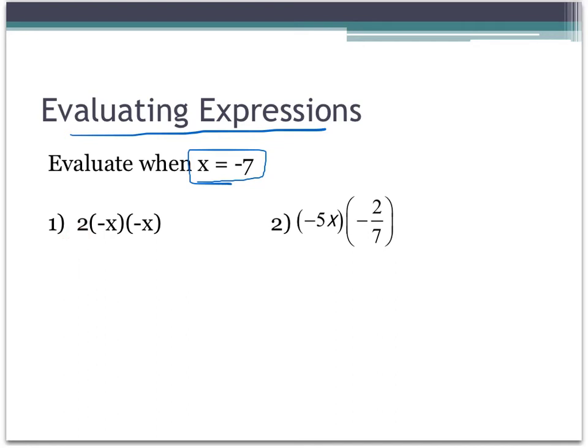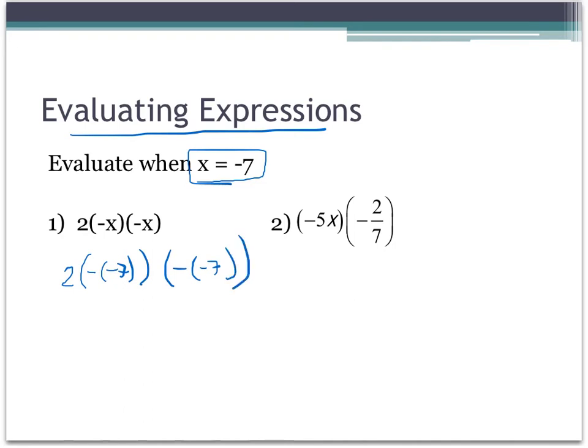I'm going to take 2 times negative x, or what we would say is the opposite of what x is. And I'm going to do that again, times the opposite of what x is. So in looking at this, I'm going to plug in negative 7 for x. So 2 times the opposite of what x is. So the opposite of x would be, so I'll just put in x there. And then we'll go the opposite of what x is again.